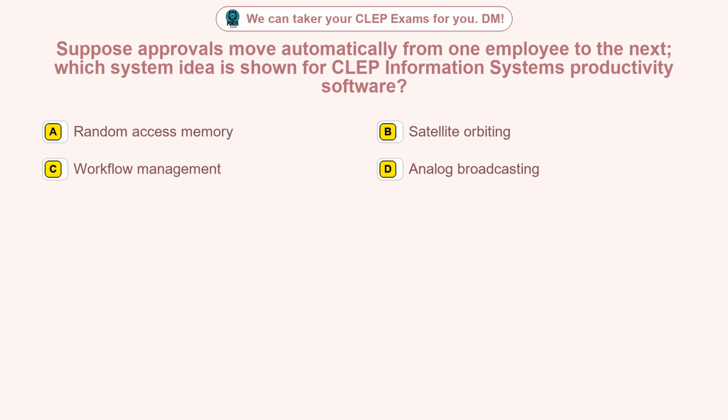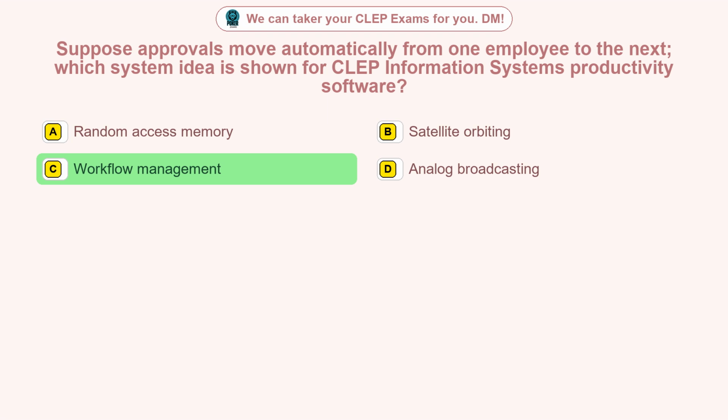Question 19. Suppose approvals move automatically from one employee to the next. Which system idea is shown for CLEP Information Systems productivity software? Option A. Random access memory. Option B. Satellite orbiting. Option C. Workflow management. Option D. Analog broadcasting. The correct answer is option C.